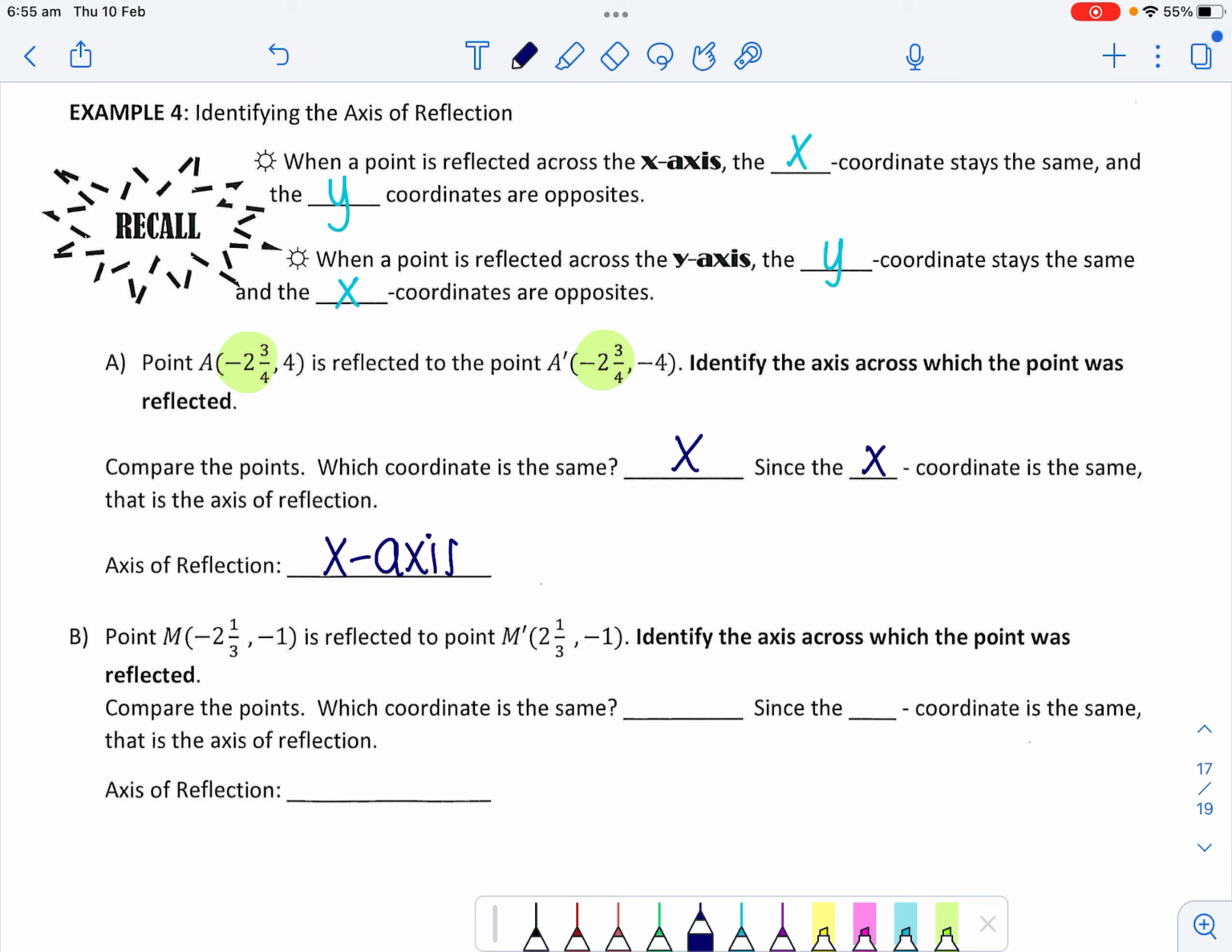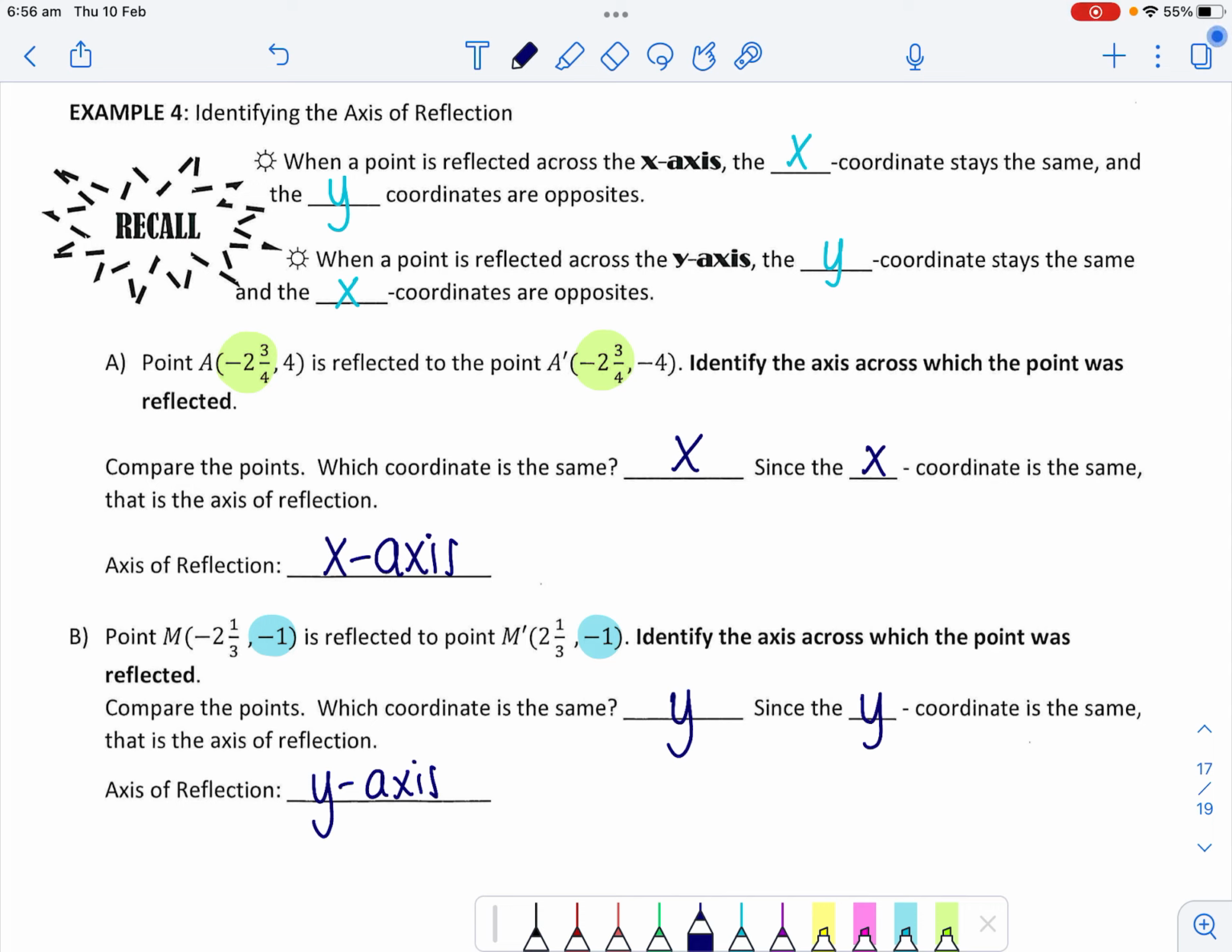In part B, it says negative 2 1/3, comma negative 1 is reflected to M prime, 2 1/3, comma negative 1. So again, I'm going to identify the one that stayed the same. Well, here negative 1 stayed the same. So y stayed the same. Since y stayed the same, it reflected across the y-axis.